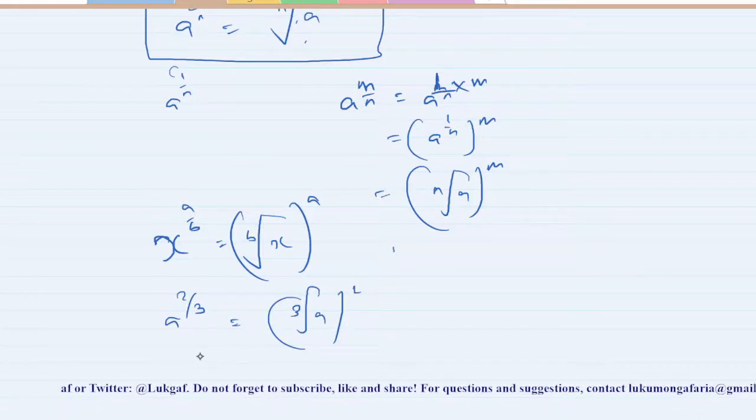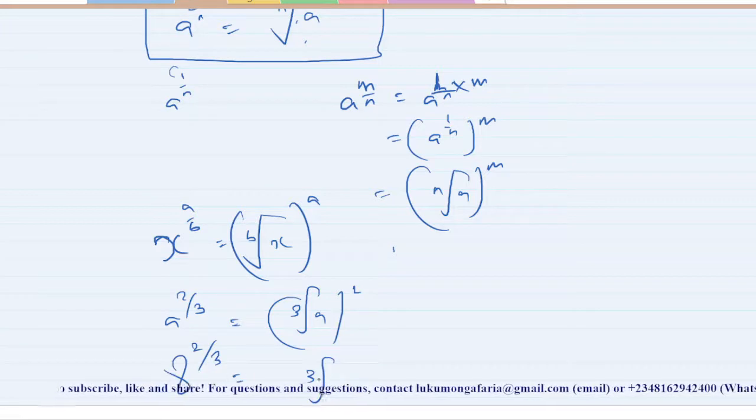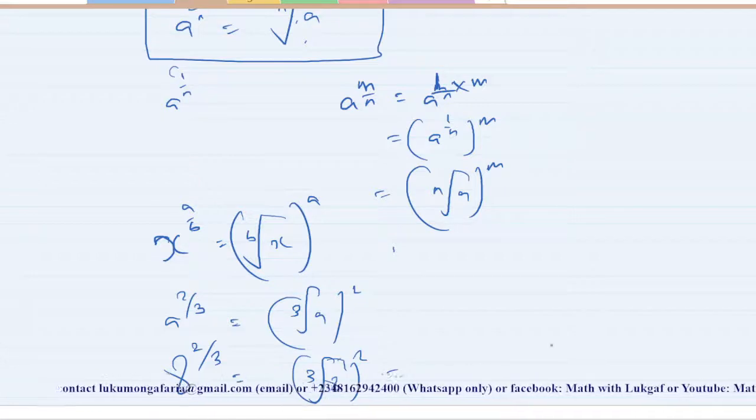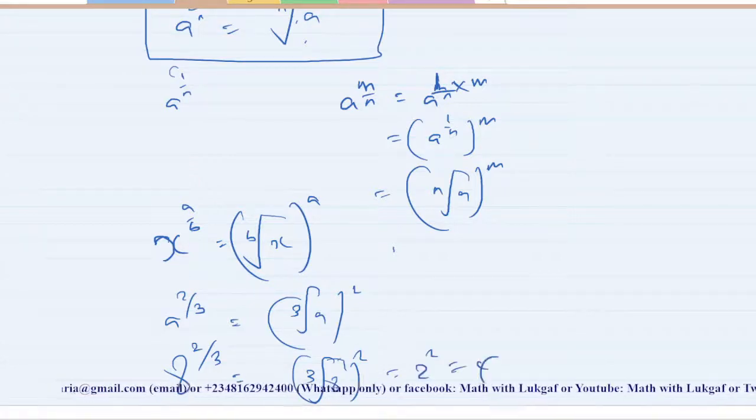Okay, now can you do this? 8 raised to power 2 over 3, that will give me what? Cube root of 8, everything squared. And don't forget, cube root of 8 is what? That is 2, raised to power 2, which is equal to 4.